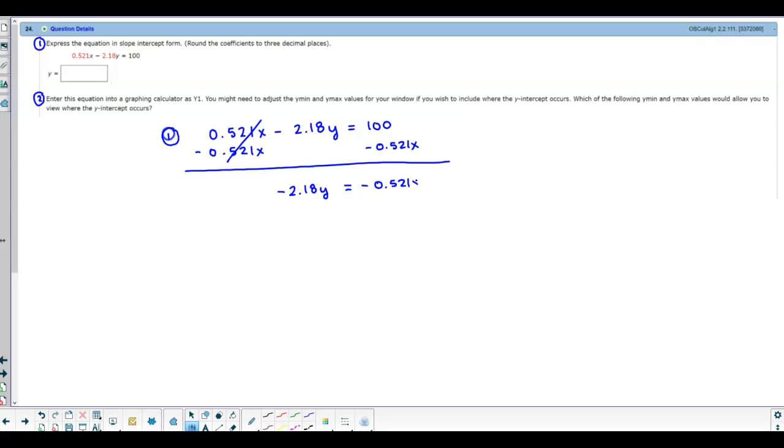So we get 0 on the left-hand side, and what's left is 2.18y. And then that's going to equal negative 0.521x plus 100. And now we need to divide all terms by negative 2.18.